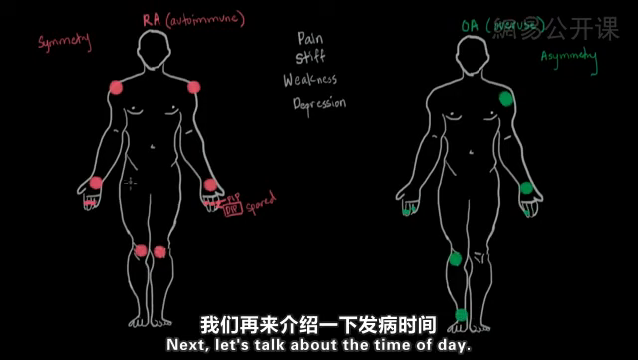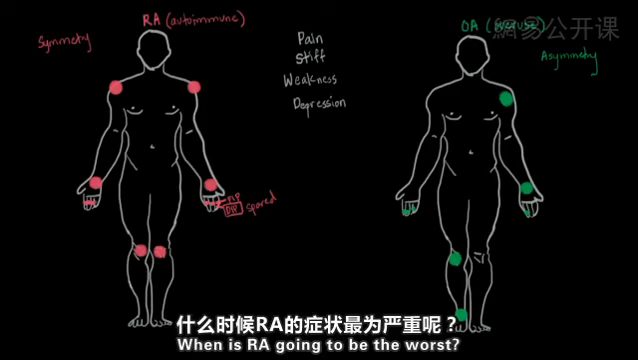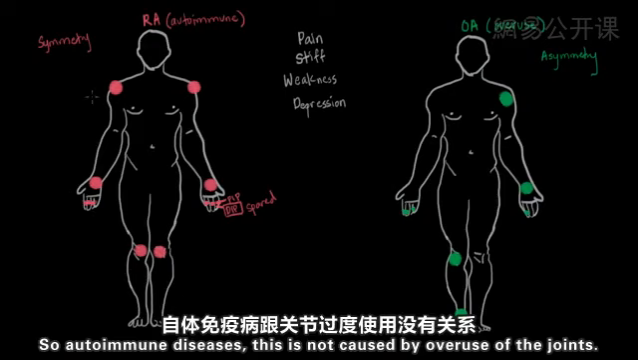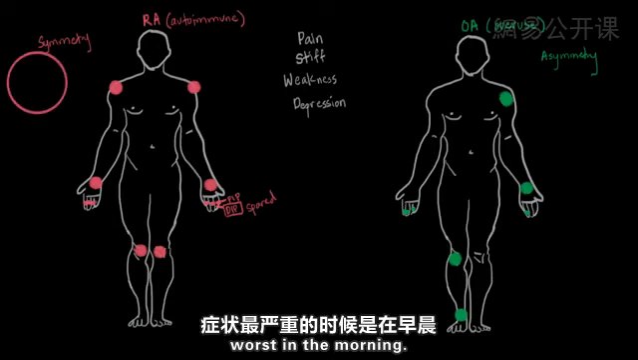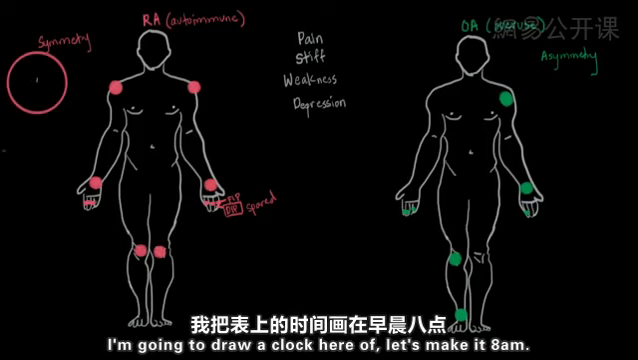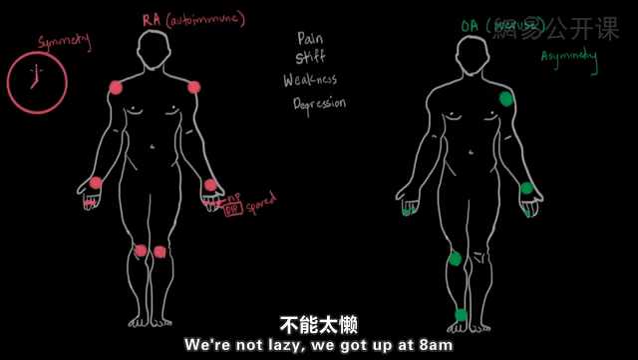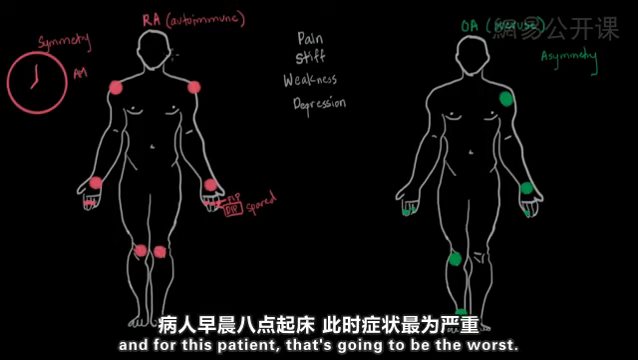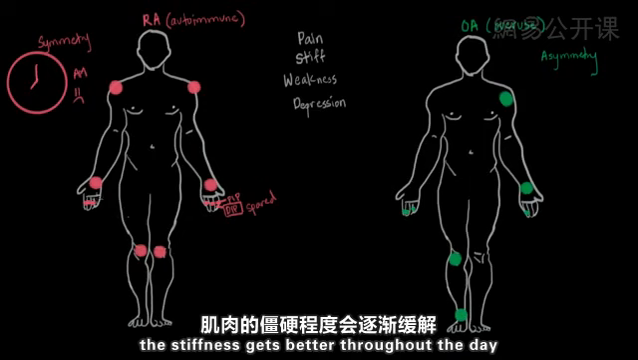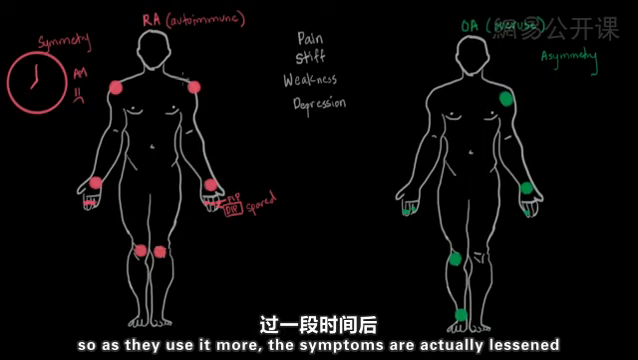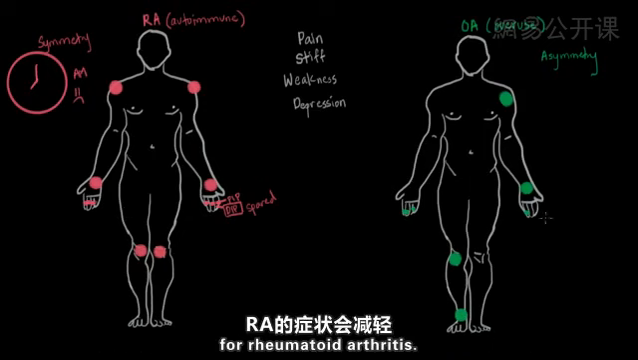Next, let's talk about the time of day. When is RA going to be the worst? Autoimmune diseases are not caused by overuse of the joints. So for patients with RA, their symptoms are going to be worst in the morning. I'm going to draw a clock here, let's make it 8 a.m. We're not lazy, we got up at 8 a.m. And for this patient, that's going to be the worst. As they get up and move around during the day, the stiffness gets better throughout the day. So as they use it more, the symptoms are actually lessened for rheumatoid arthritis.